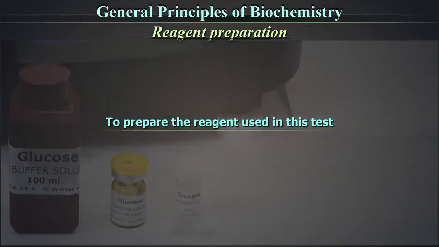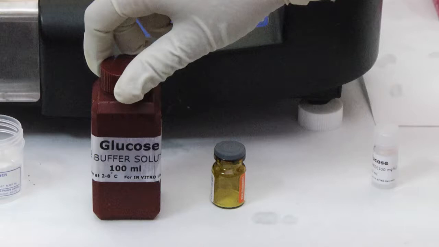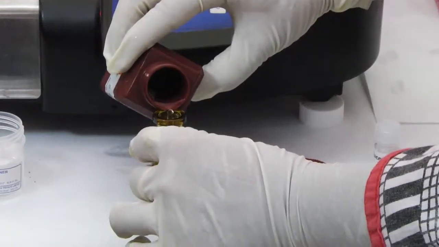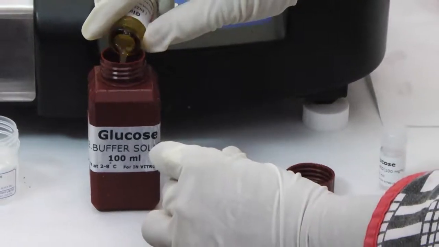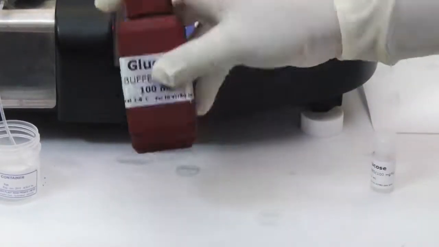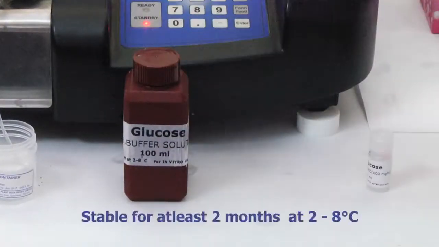To prepare the reagent used in this test, dissolve 1 vial of enzyme reagent, which is in a powdered form, in 1 bottle of buffer solution. Dissolve the powder with buffer solution and then pour the entire amount into the buffer solution. Mix gently to make it homogeneous. The prepared working enzyme reagent is stable for at least 2 months at 2 to 8 degrees Celsius.